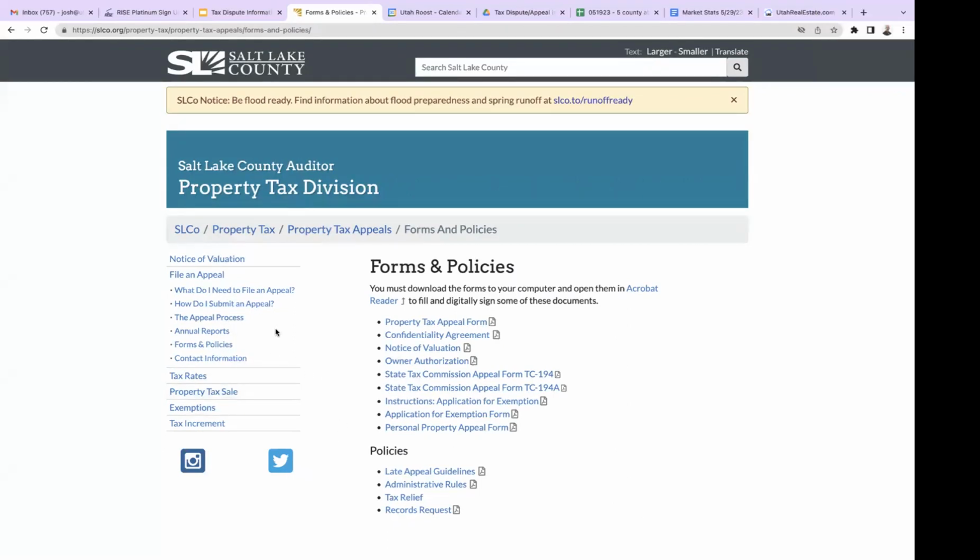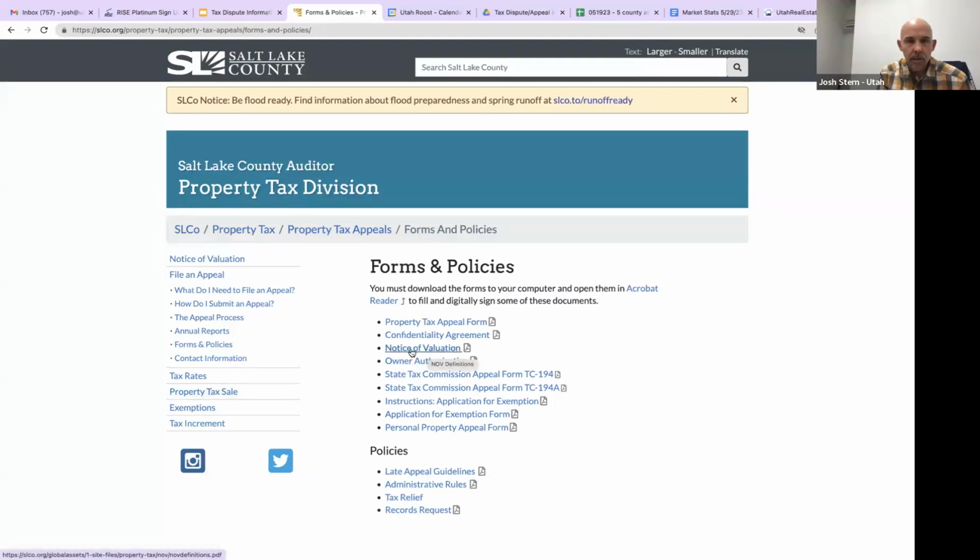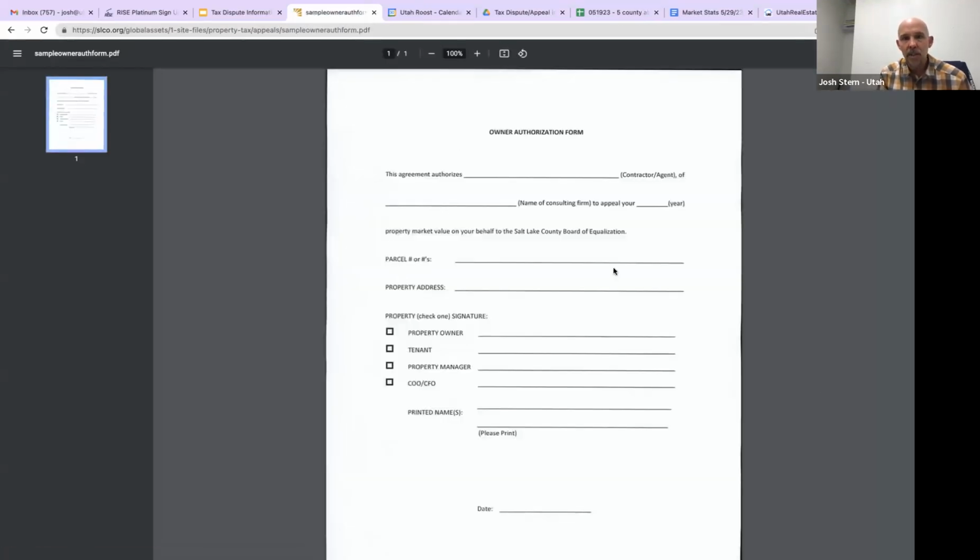But you can find the forms on here. It's the third one down. Fourth one, sorry. Oh, owner authorization. Thanks. Yeah, there you go. See, boom. That's all it says. Each county would have one of these, but you could use this for any of the counties. They'll accept it all. I only have one that looks basically like this, but it doesn't say anything about tenant or COO or CFO. Mine says real estate agent.